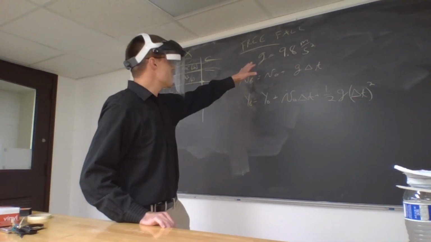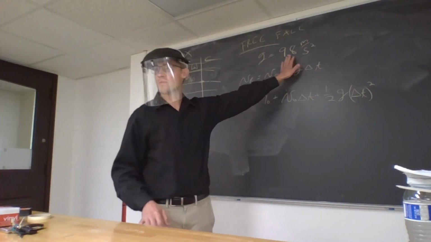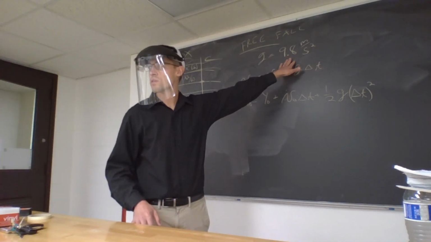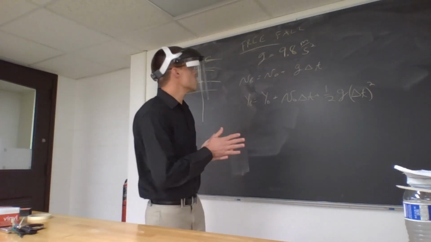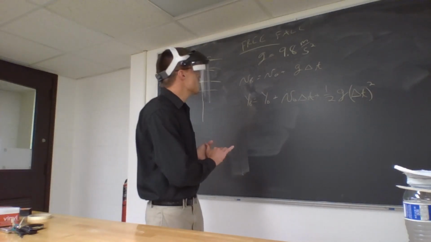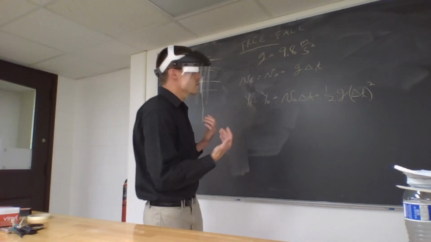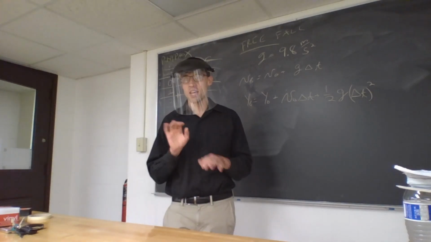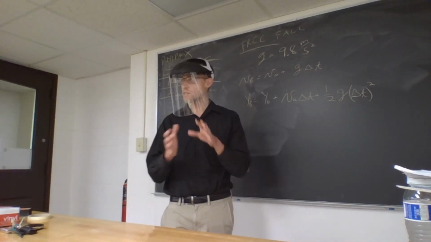So g doesn't vary too much across the surface of the Earth. It will change with elevation a little bit, but that's negligible for most cases. It's definitely negligible for what we're going to do in this chapter of the textbook.